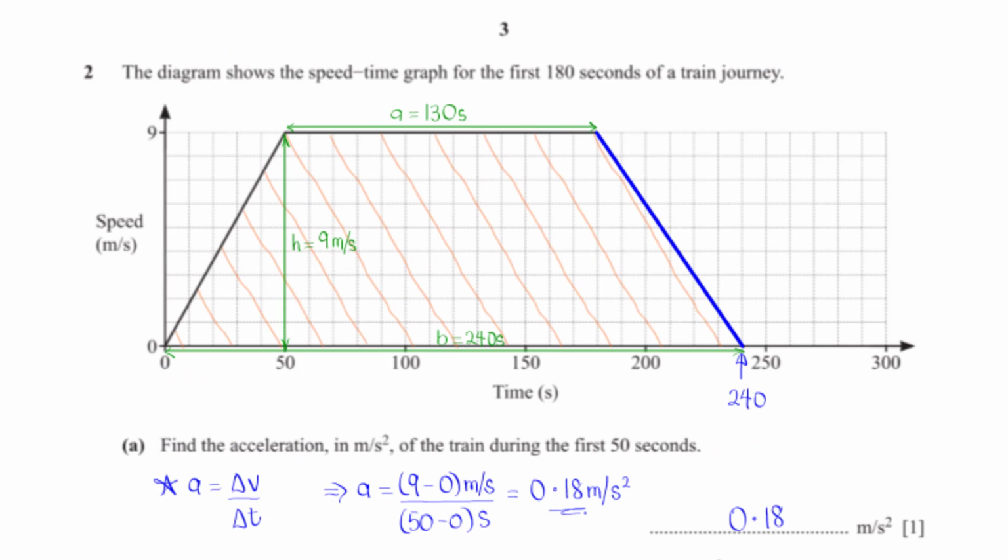The diagram shows the speed time graph for the first 180 seconds of a train journey. Find the acceleration in meters per second squared of the train during the first 50 seconds. So we know that to find the acceleration, that is equal to the change in the speed divided by the change in the time. And so during the first 50 seconds, we have the acceleration equals 9 minus 0 meters per second divided by 50 minus 0 seconds. And when we type this into the calculator, we get the acceleration as 0.18 meters per second squared.